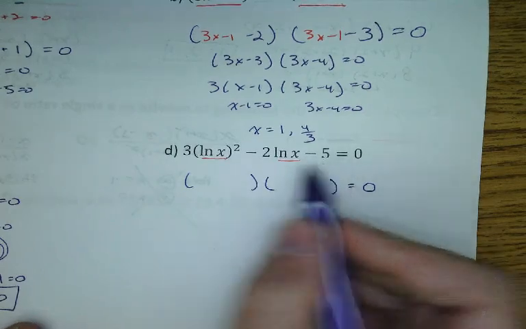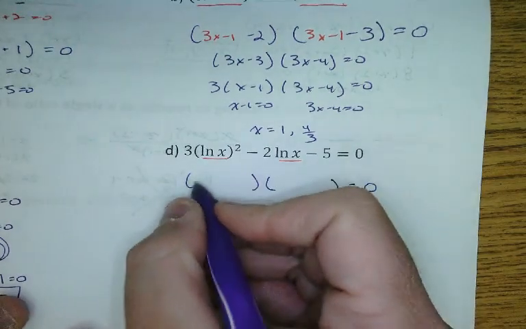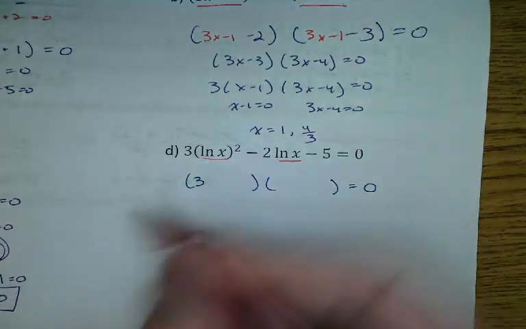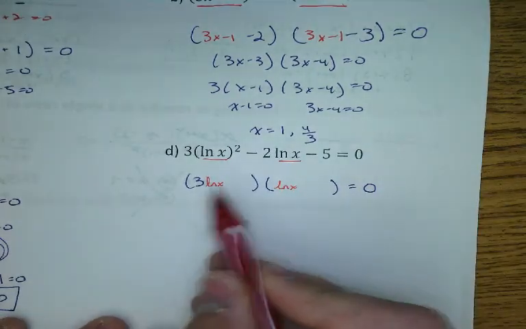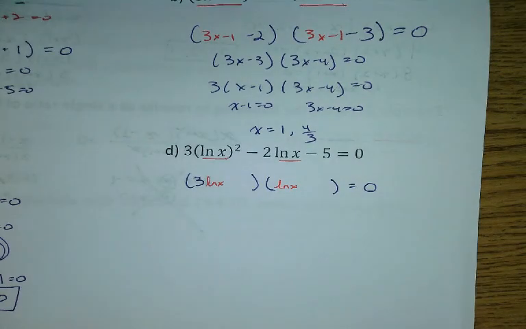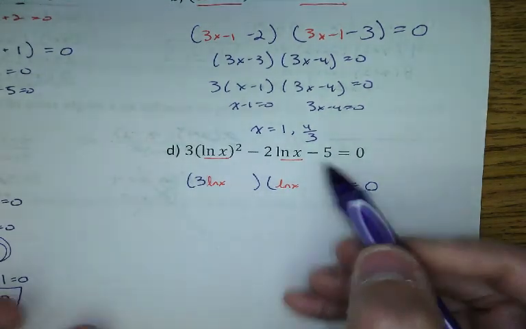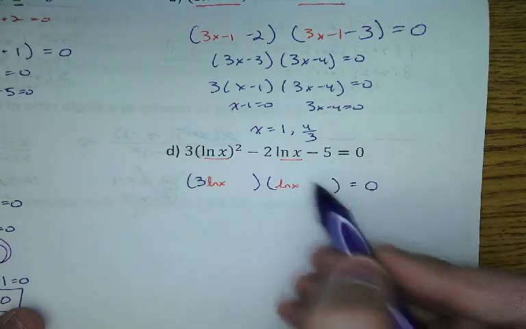Okay, this one's a little bit trickier because our a value is leading with a 3. So it's actually going to be 3 ln of x and ln of x. There's no way to avoid that, no matter what. That times that will give me 3 ln of x all squared. We need a 5 and a 1. That's when we get 5. So how do we match this up so we get a -2 in the middle?